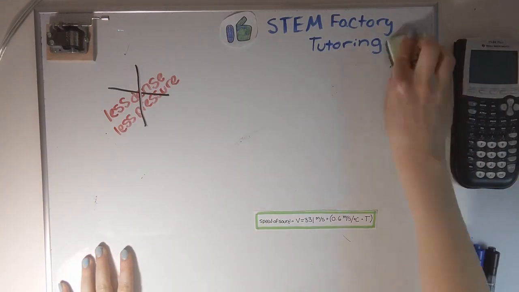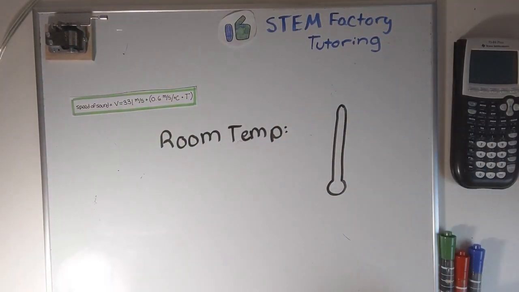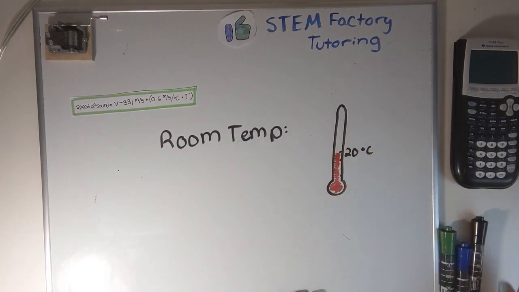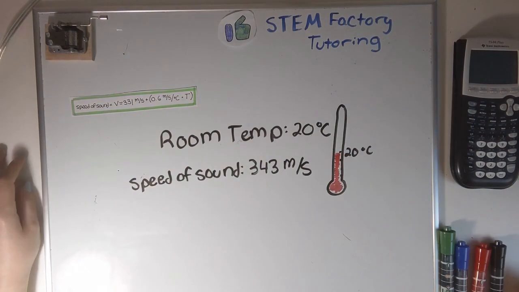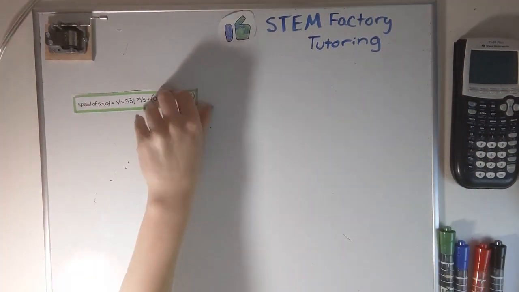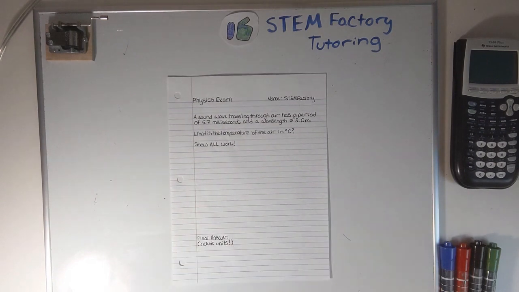If you're ever asked for the speed of sound at room temperature, or 20 degrees Celsius, you might just want to memorize that. That's 343 meters per second. Let's try a practice problem using what we've just learned.